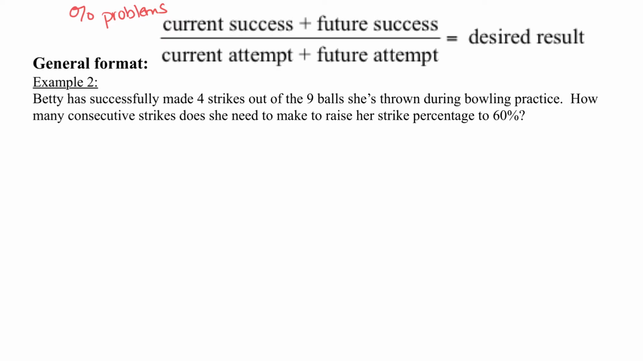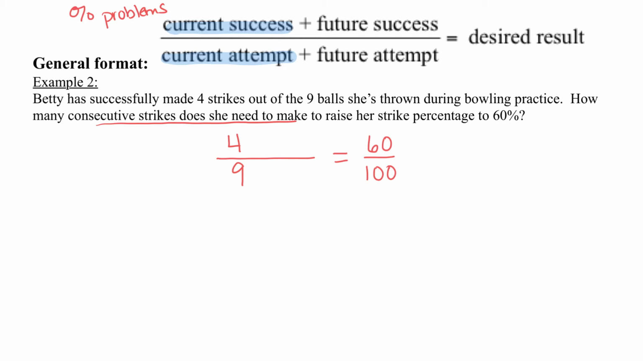Something you need to think about is that right now, she has bowled 4 strikes out of 9. This represents her current success divided by the current attempts, because she's thrown the ball 9 times. Now if we want to get that percentage to be 60%, you can either put that as 0.60 or you can do 60 over 100, and that's what I'm going to do, just to not have to mess with a decimal.